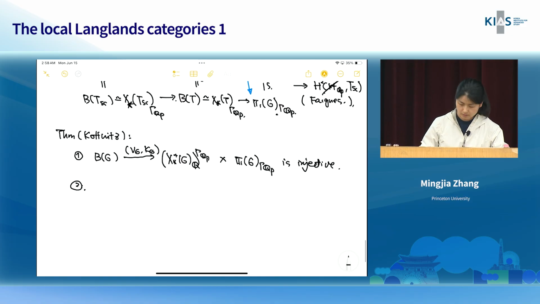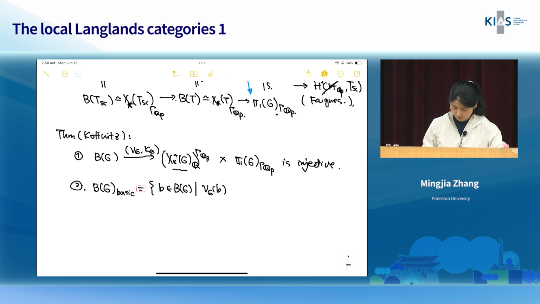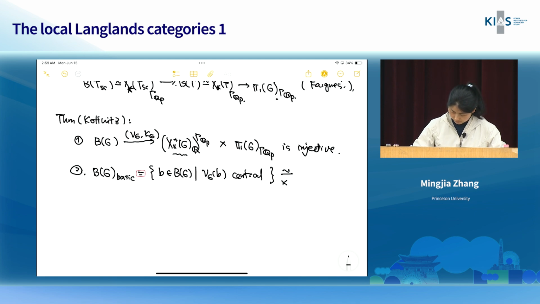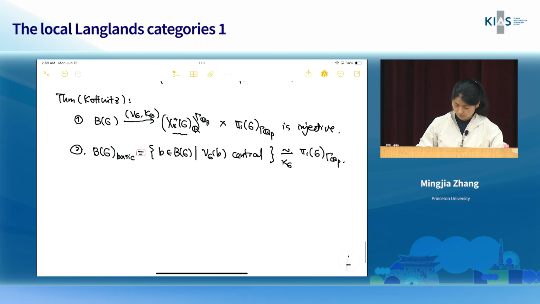And then the second part is that these basic elements that we introduced before, the ones whose sigma centralizer gives inner forms of G, can now also be interpreted as those elements in BG for which the Newton point, landing inside the co-characters of G, is actually central. If you restrict to these elements, then kappa G is an isomorphism onto the Galois coinvariants.